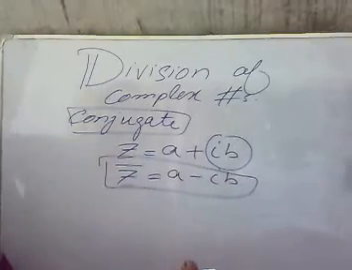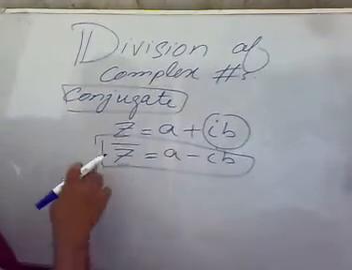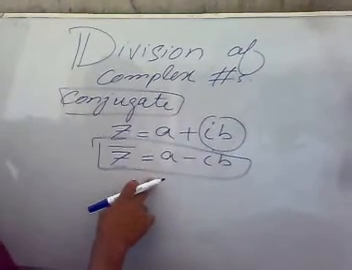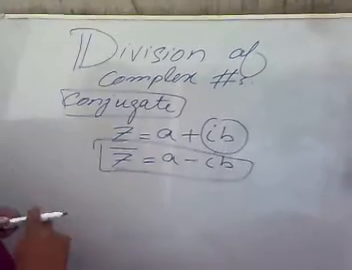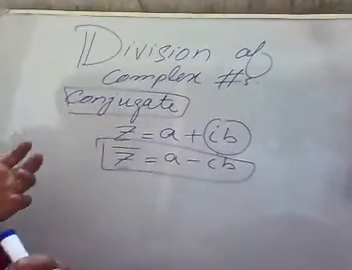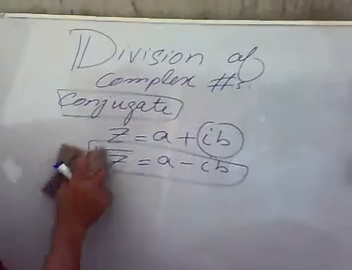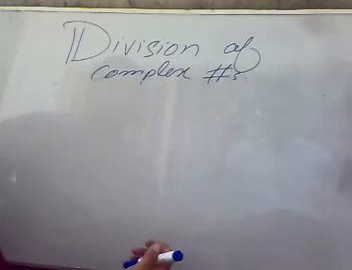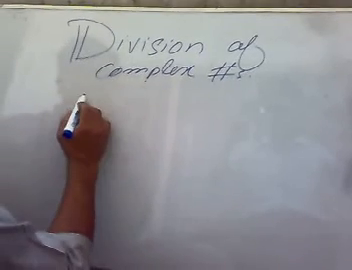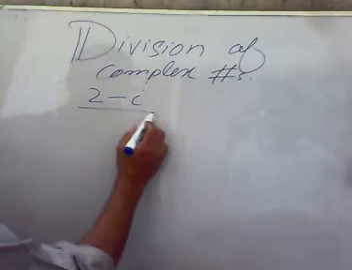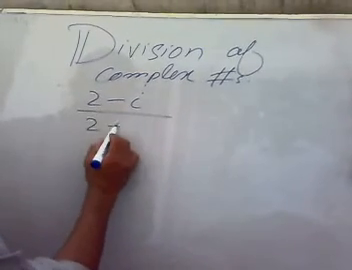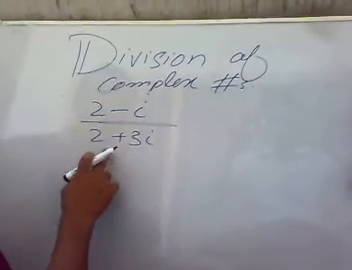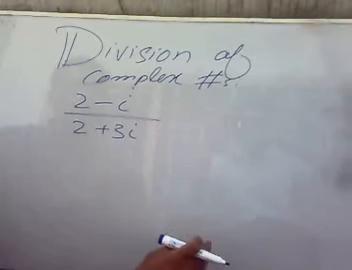So when we divide two numbers, we multiply and divide the fraction by the conjugate of the denominator, like you will see in an example. Okay, here we have an example. Suppose we have 2 minus iota divided by 2 plus 3 iota. Suppose we want to perform this division, that we want to divide 2 minus iota by 2 plus 3 iota.